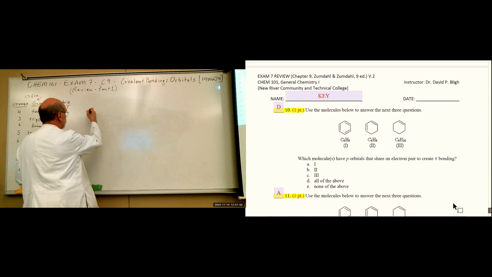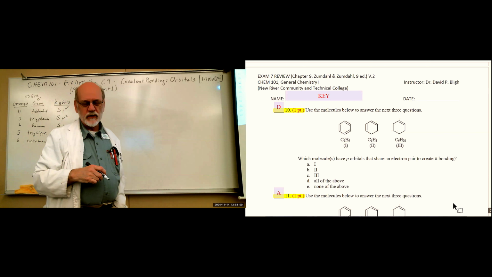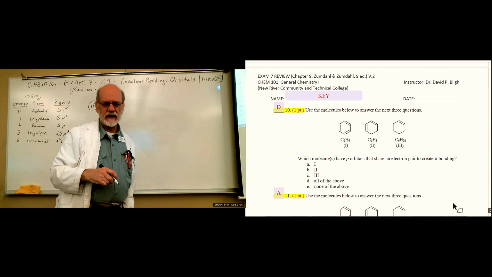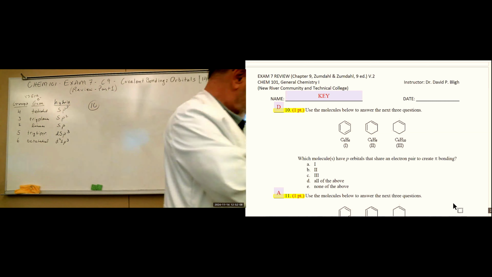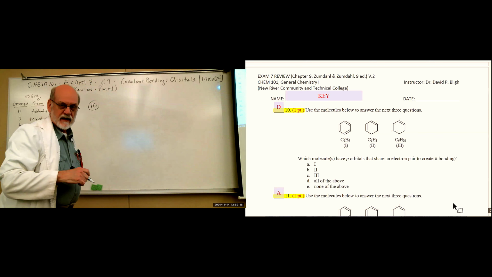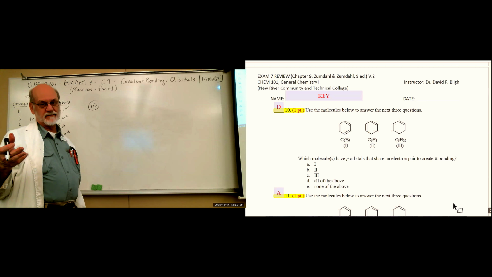How about 10? Okay. With these 3 molecules, which molecules have particles that share an electron pair to create a pi bond? So when do you overlap p orbitals to get a pi bond?